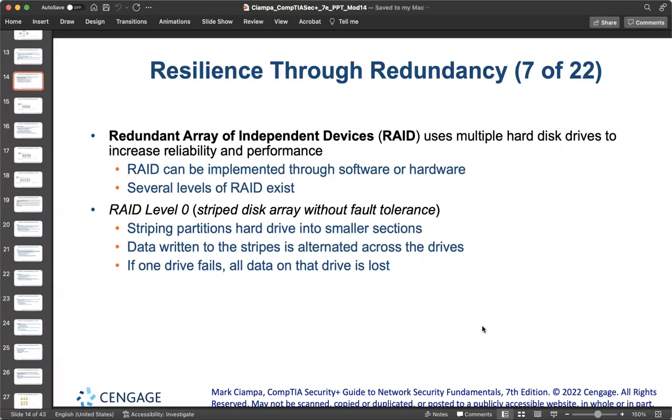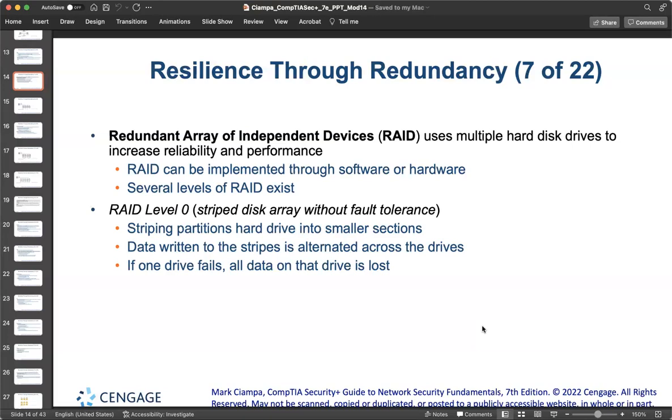Redundant array of independent devices, or RAID, uses multiple hard disk drives to increase reliability and performance. RAID can be implemented through software or through the hardware, which are the hard drive controllers. Several levels of RAID exist. What we will review here quickly is, I believe, 0, 1, and 5, because the rest of them we already have discussed before. If anyone watching this video has a question about those, please go back to the other videos posted here. We do have very detailed videos discussing the RAID.